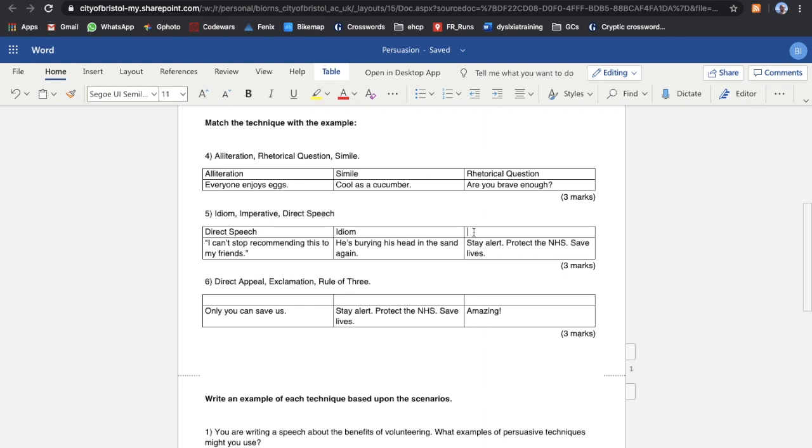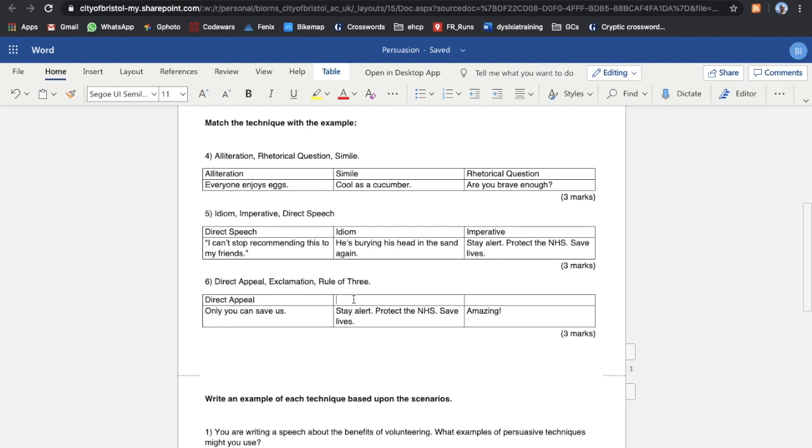And then finally, stay alert, protect the NHS and save lives. This is an example of an imperative. The imperatives that we've got here are stay, protect, and save. We're being told to do these things, aren't we? So for number 6, only you can save us. We said that direct appeal is talking directly to the reader, and we've used the word you here. So this one is direct appeal.